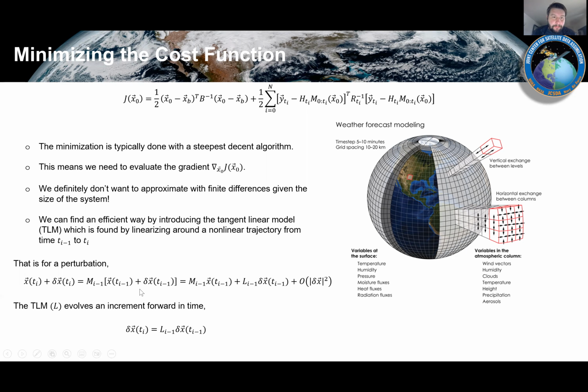What the TLM does, or how it's found, is by linearizing around some nonlinear trajectory from some time t_{i-1} to t_i. So that is to say, if I take a perturbation at time t_{i-1} with state x, and if I were to apply my nonlinear model to that, it would evolve to x at t_i plus some small perturbation. Looking at this, expanding this out as a Taylor series, essentially, I have my model at x of t, and then I have the derivative, really, of that model times this increment at t_{i-1}. This L is what we would call the tangent linear model. And this goes into calculating the gradient of J in a computationally efficient way. But essentially, you can just say the TLM, for all intents and purposes, evolves a small model increment of the state vector forward in time. So we would say that's the tangent linear model.